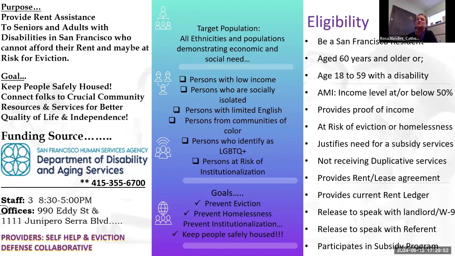Eligibility is, again, you need to be a San Francisco resident, be 60 years or older, or age 18 to 59 with a disability, have an AMI income level at or below 50%, be willing to share proof of income, and also be willing to provide more information about your lease, rent, and landlord information. Thank you. Next slide, please.